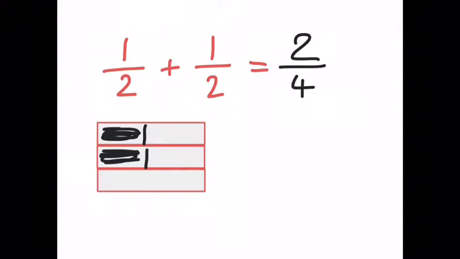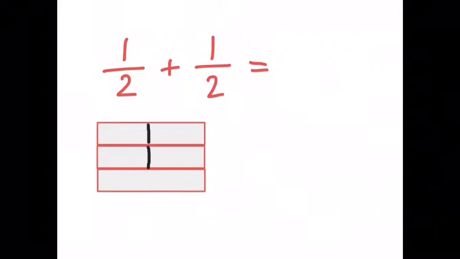Well, here's the thing. If we shade in 2/4 down here, we can see that all we've done is end up with an equivalent fraction, which means 2/4 is the same as 1/2. We've not actually added anything together, so we can't add the numerator and denominator together.